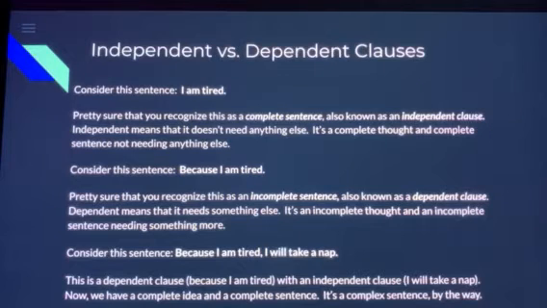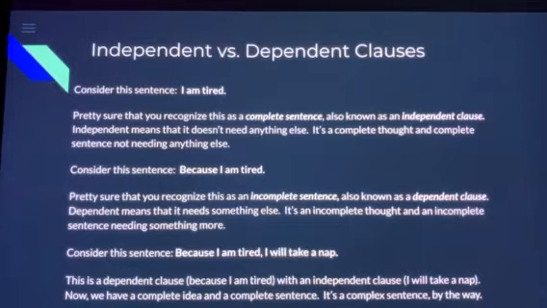So to be clear, let's talk about independent versus dependent clauses. Look at this sentence first. I am tired. I'm pretty sure that you recognize this as a complete sentence. I is the subject, am is the verb, tired is the object. A complete sentence is also known as an independent clause. Independent means that it doesn't need anything else. It's a complete thought and a complete sentence. Perfect the way it is.